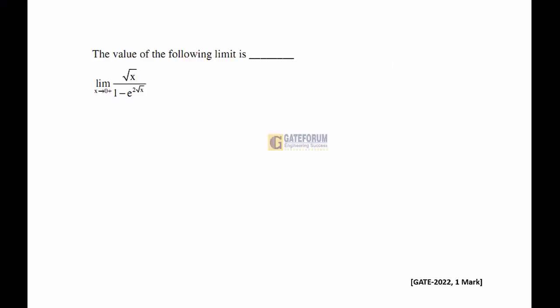The question is, the value of the following limit is: limit as x tends to 0 plus of square root of x divided by 1 minus e to the power 2 times square root of x. This question is from engineering mathematics, from the topic calculus, limits. The solution is, x tends to 0 plus means that it is the right hand limit at x equal to 0.